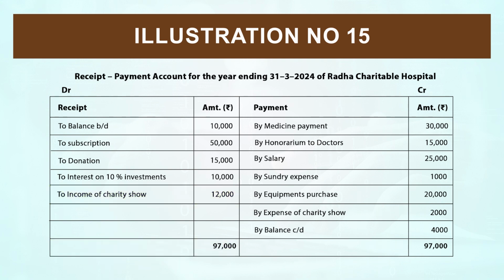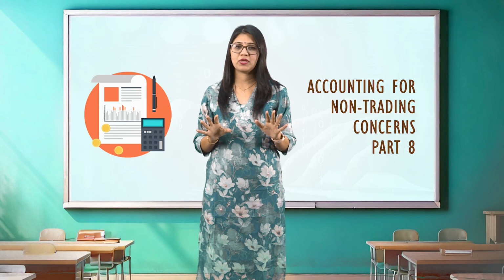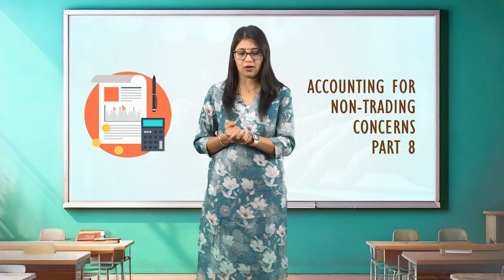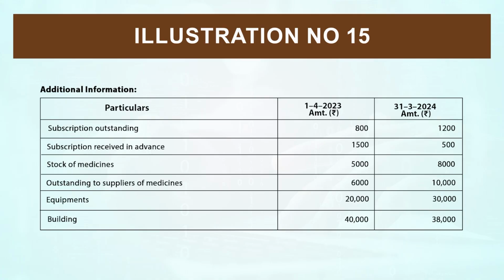97,000. Now you can see payment side, medicine payment is there, honorarium to doctors, salary, sundry expenses, equipments purchased, expenses of charity show and balance carried forward. Again the total is 97,000. So all this information is provided to us in receipt and payment account. Now we will see additional information of the same question.